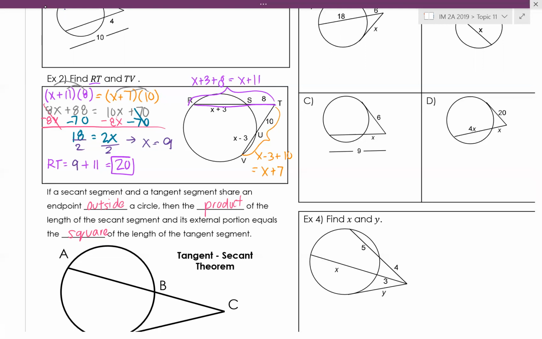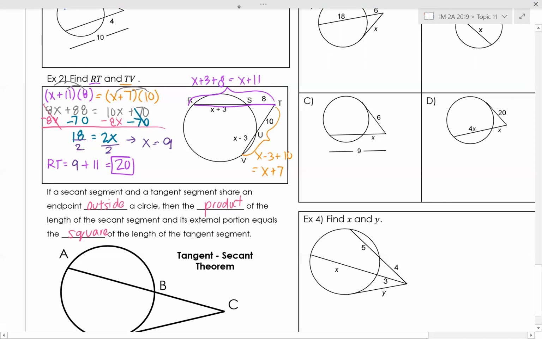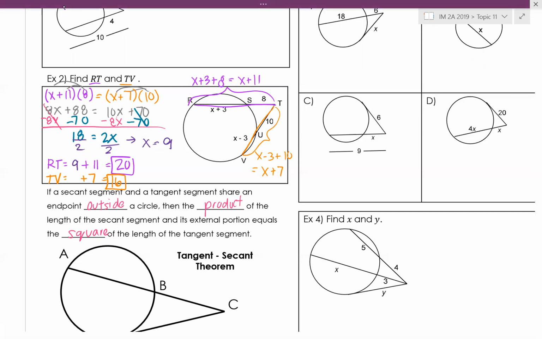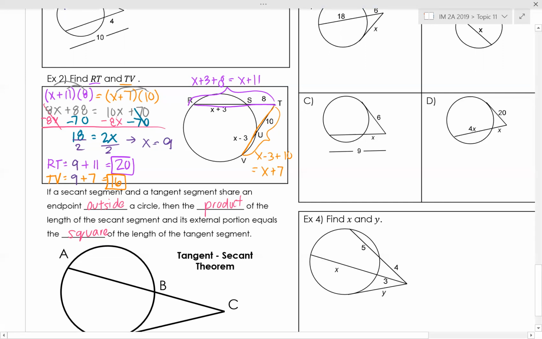And then the other one they're asking us for is TV. TV is the line that we added together and used orange here. So TV is x plus 7. And so since x is 9, that's going to give us a value of 16. So our two answers are 20 and 16. So that's two secants. In the next problem, we're going to look at a secant with a tangent.